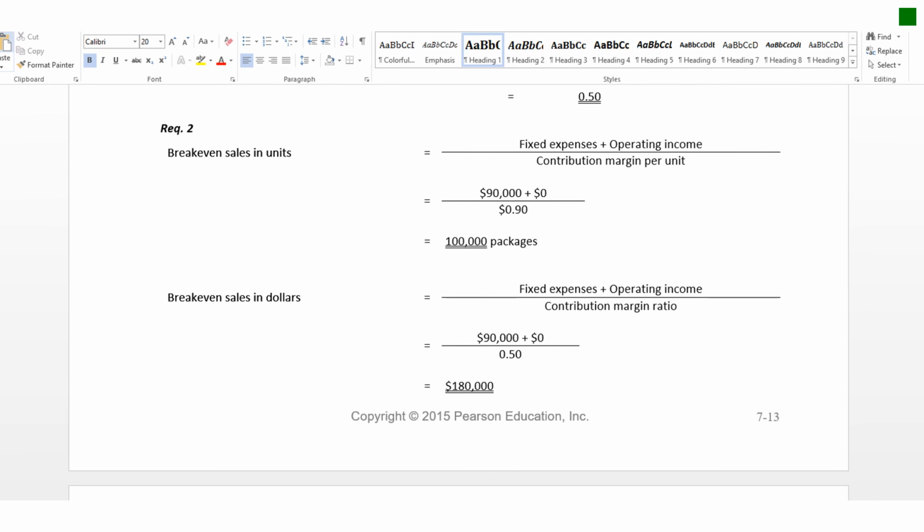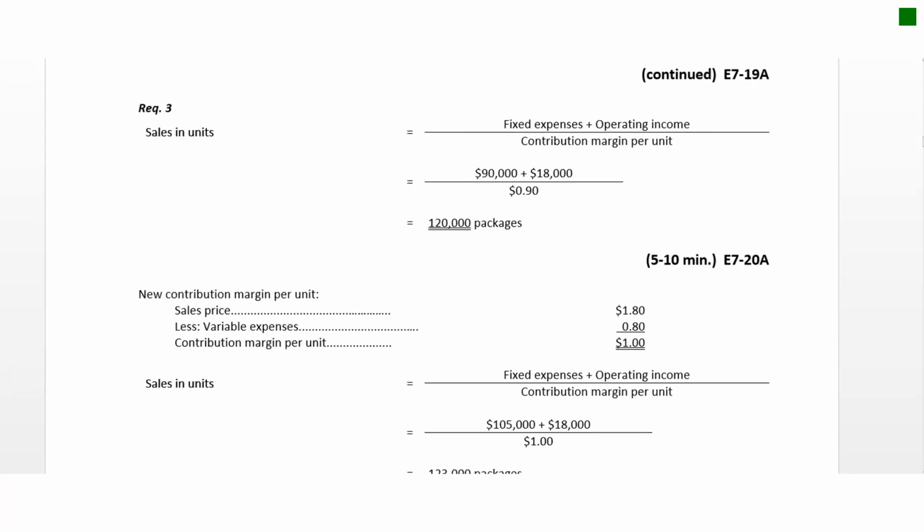And then, of course, I ran out of space in the last slide, but here's that second part. Here's the fixed cost divided by the ratio. So it'd be $180,000. Or alternatively, you could have just taken the number of packages and multiplied it by the sales price, which in this case was $1.80. That's another way to get the $180,000. And then part three, if you have a targeted profit of 18,000, you take the fixed cost of 90 plus the targeted profit of 18, divide by the unit CM, and you need to sell 120,000 packages.